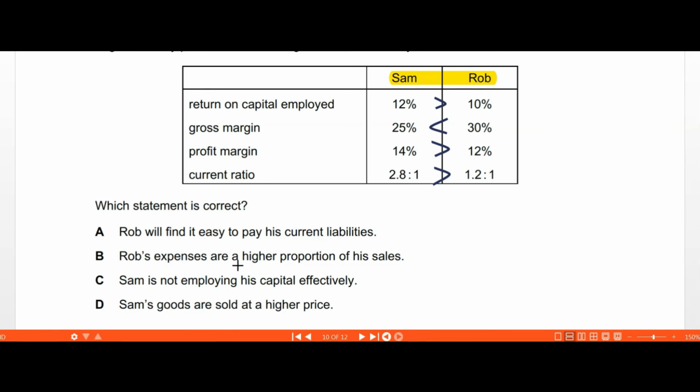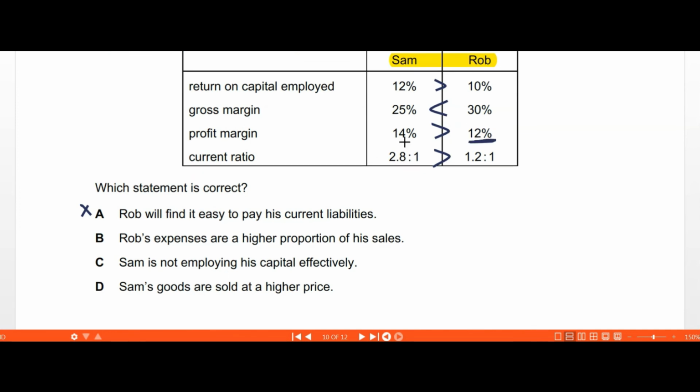B, Rob's expenses are a higher proportion of his sales. Well, if Rob's expenses are a higher proportion, then that means his profit margin will be lower. So yes, we do see that Rob has a lower profit margin than Sam. So this can be an option, but still we'll look at the other two options. And C is saying Sam is not employing his capital effectively. Well, Sam has a higher return on capital employed, so we cannot say this is C.